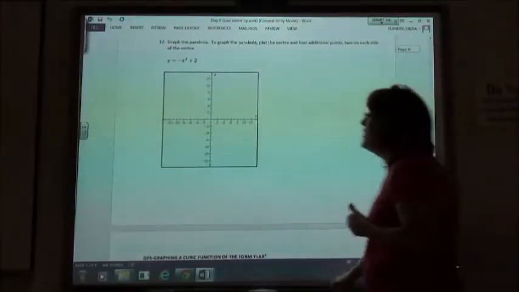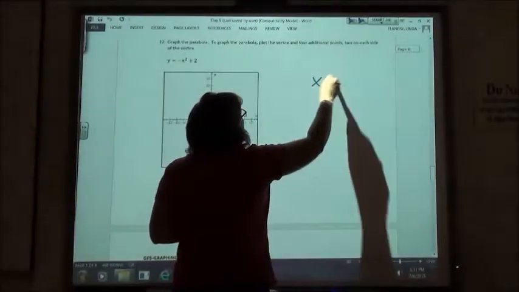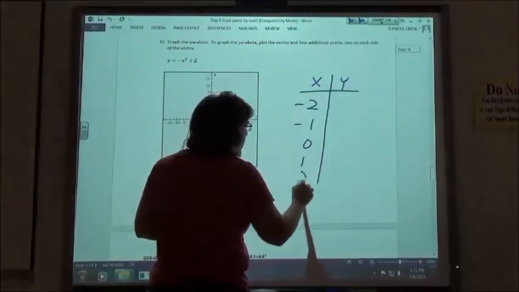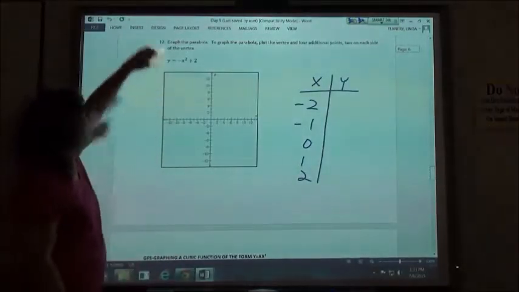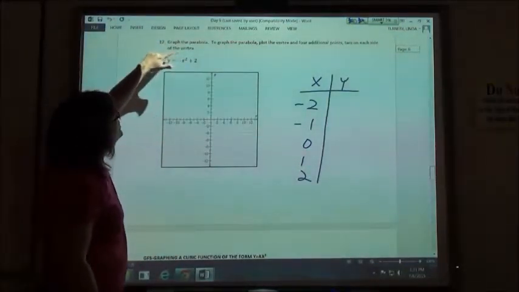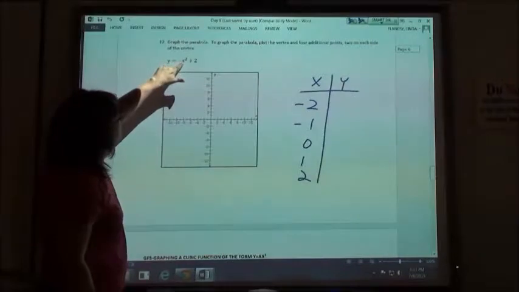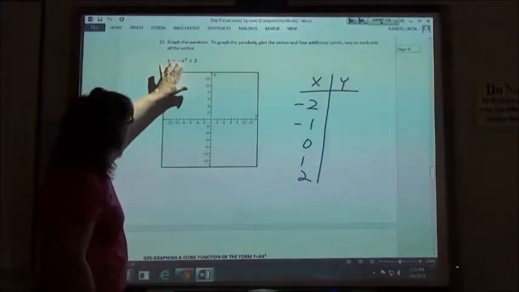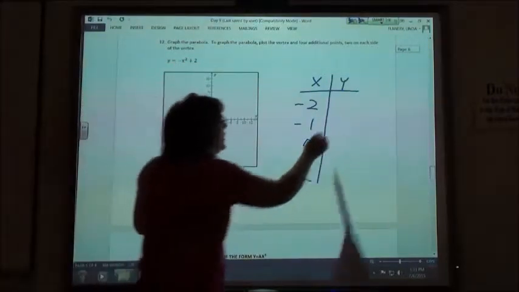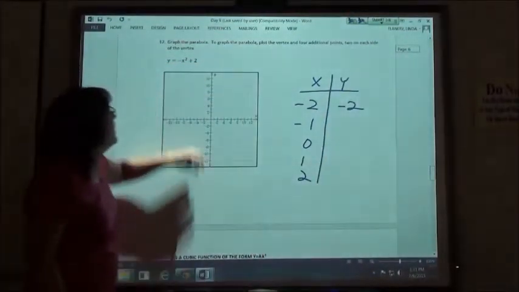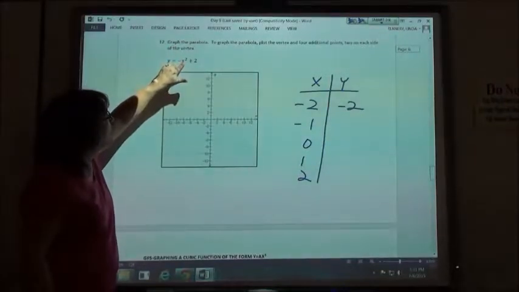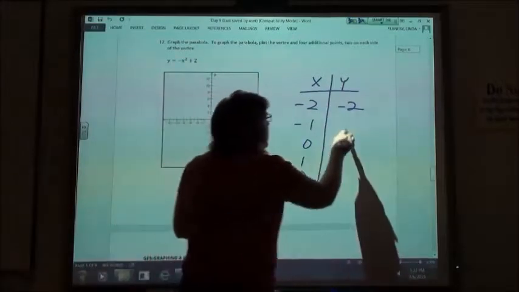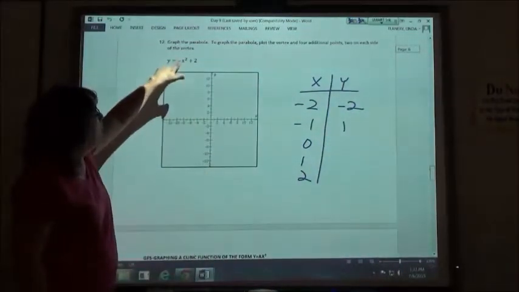And number 12, same kind of thing. If I make my table, negative 2, negative 1, 0, 1, and 2, plug my numbers in. Now make sure you do the exponent first and then apply the negative. So negative 2 squared is 4, but there's a negative in front, so I get negative 4. Negative 4 plus 2 is negative 2. Negative 1 squared is positive 1, but then I have to apply the negative, so negative 1 plus 2, positive 1. 0 squared is 0.